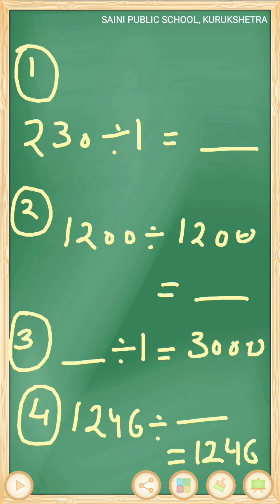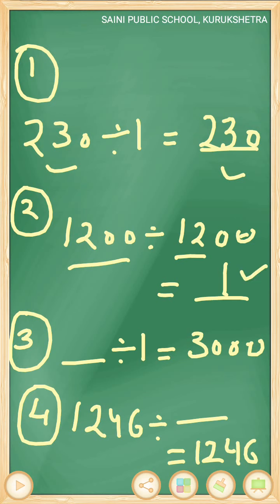First answer will be 230 divided by 1 is equal to 230. This is the first property. The number is divided by 1, so quotient and dividend are the same. Second, 1200 divided by 1200 is equal to 1. This is our second property. The number is divided by itself, so the quotient is 1. Third, dash divided by 1 is equal to 3000. This is again the first property. So here the answer is 3000 because the number is divided by 1, so quotient and dividend are both the same.